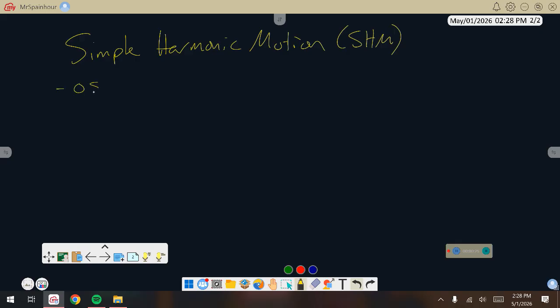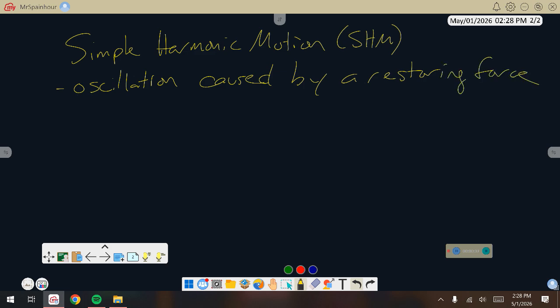Is an oscillation caused by a restoring force. Now, restoring force might look like a generic word, but it is a vocab word. It is a very specific set of qualities on a force. A restoring force has two qualities.